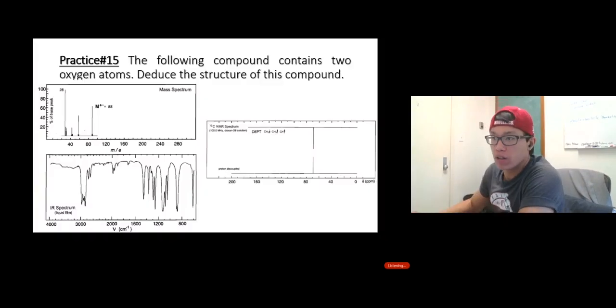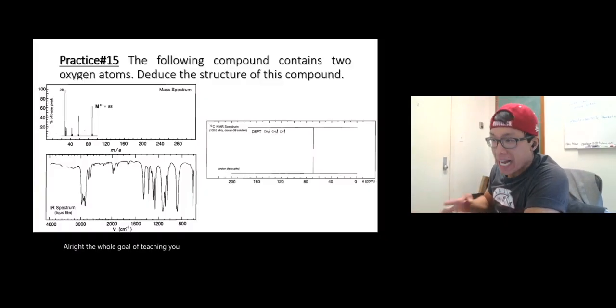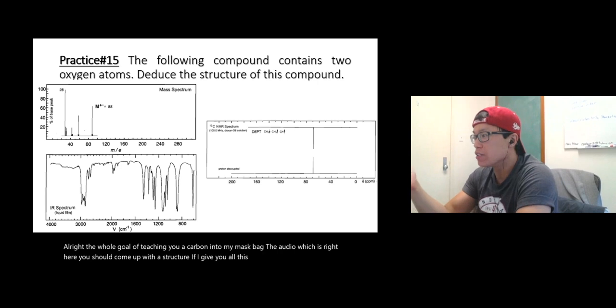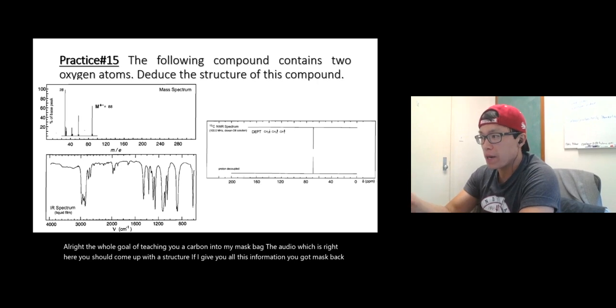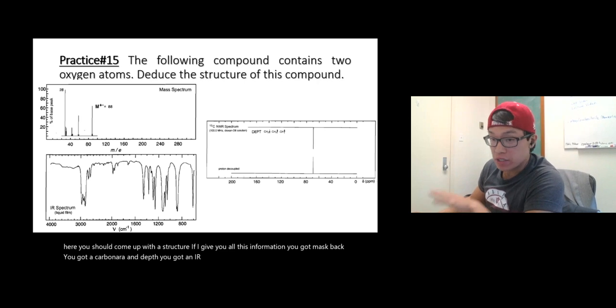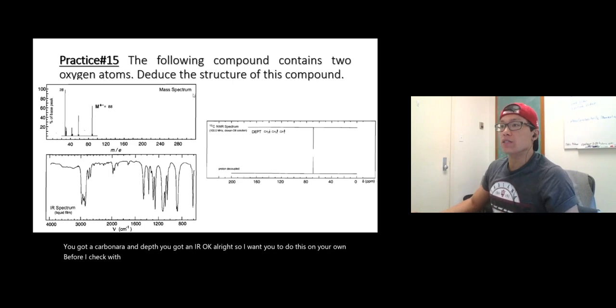All right, the whole goal of teaching you carbon NMR, IR, mass spec, DOU, which is right here. You should come up with a structure if I give you all this information. You've got mass spec, carbon NMR and DEPT, and an IR. So I want you to do this on your own before checking with me. Let's see what we got here.